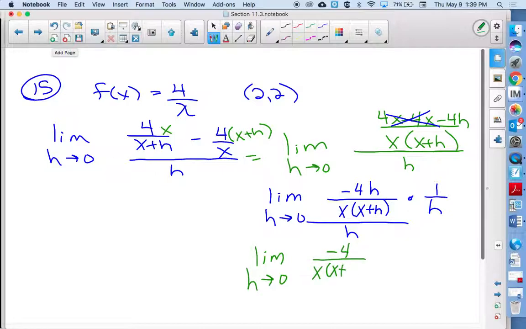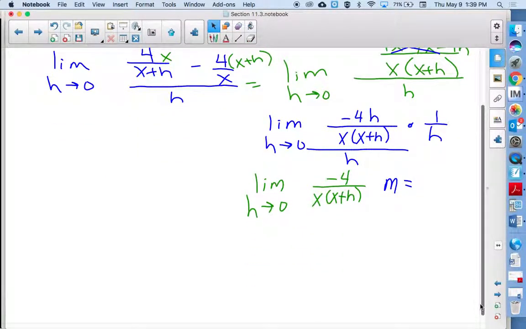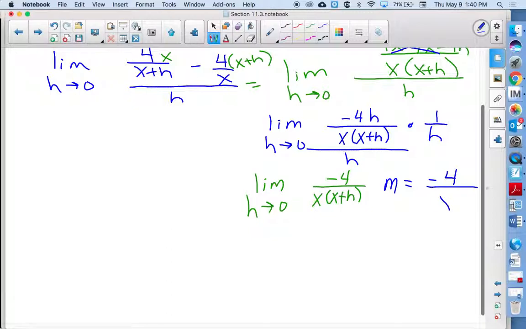And Brandon, when you plug a 0 in, what's the equation for the slope? -4 over x squared. So after you do all the simplifying, you finally have -4 over x times x plus h. So we're plugging the 0 in, and we end up with -4 over x squared. The actual slope at the point 2, -2 would be a -1, because you're plugging the 2 in for x squared.